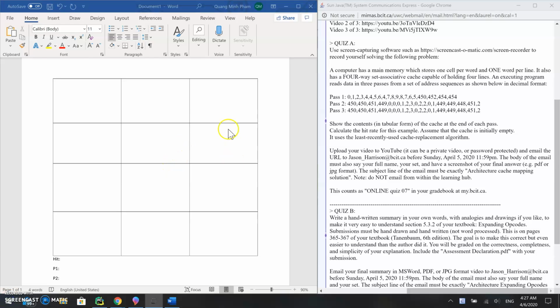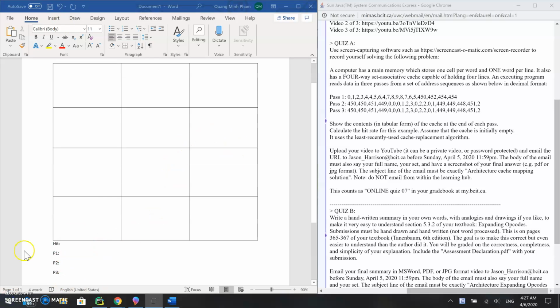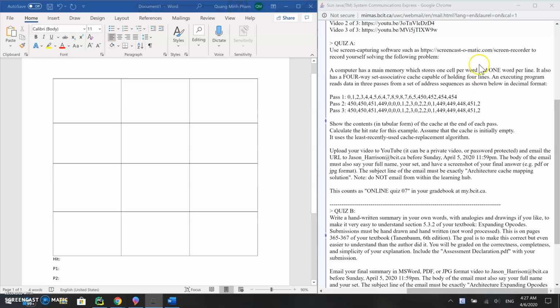Visualization, I have prepared a table and the count here. So this question is going to ask for the hit rate and the contents of the cache at the end of each pass. Let's see the questions. It says 1 cell per word and 1 word per line. So there's no need to write out the number at the beginning because it's 1 word per line.